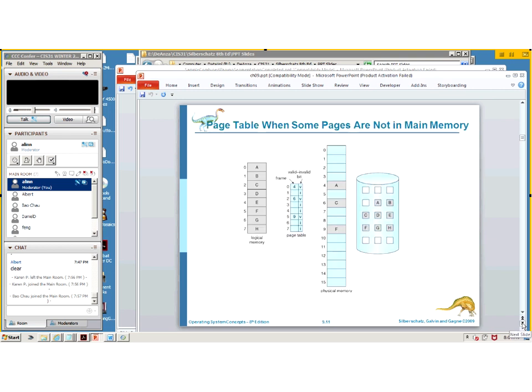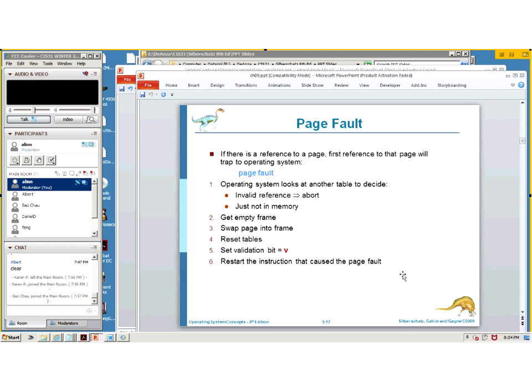I talked about the valid and invalid bits. I talked about what happens when pages aren't in main memory. You get a page fault. So it has to look at another table to decide what to do. Okay, it's not in memory. You have to find an empty frame. Swap the page into that frame. You reset the tables. You set the valid bits.